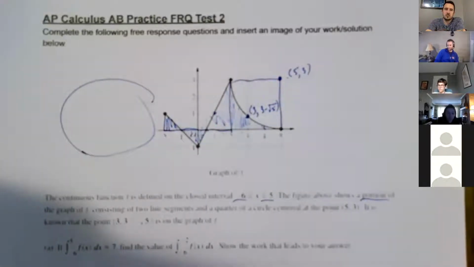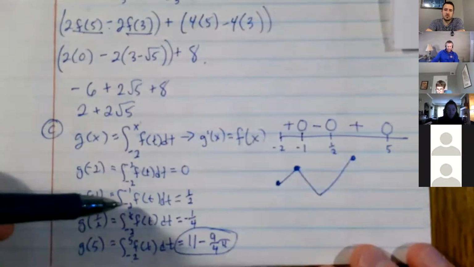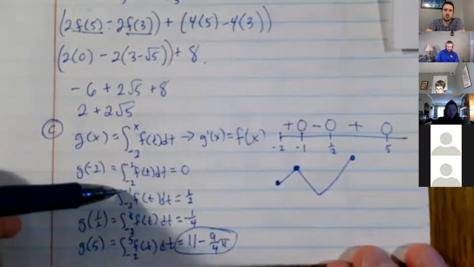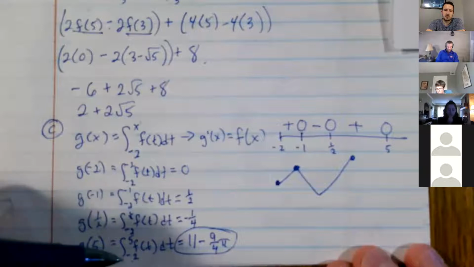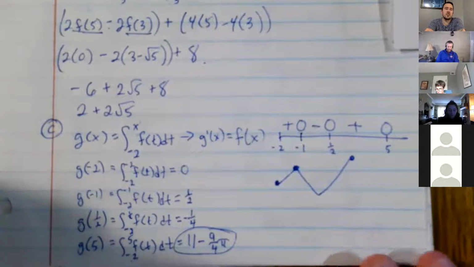Does that make sense? Yeah, that's what I did, and I didn't really show any work. So I don't know if I would get the point. Yeah, you might only get 2 out of 3 there if you didn't have any statement. Even if you just said the integral from -2 to 1 is less than the integral from -2 to 5, therefore 11 minus 9/4 pi is the maximum, that would probably be sufficient.